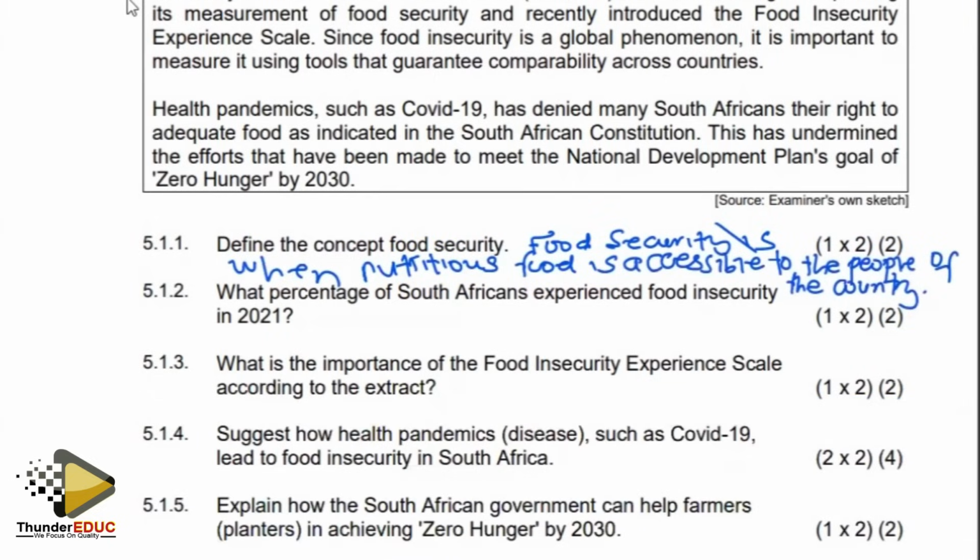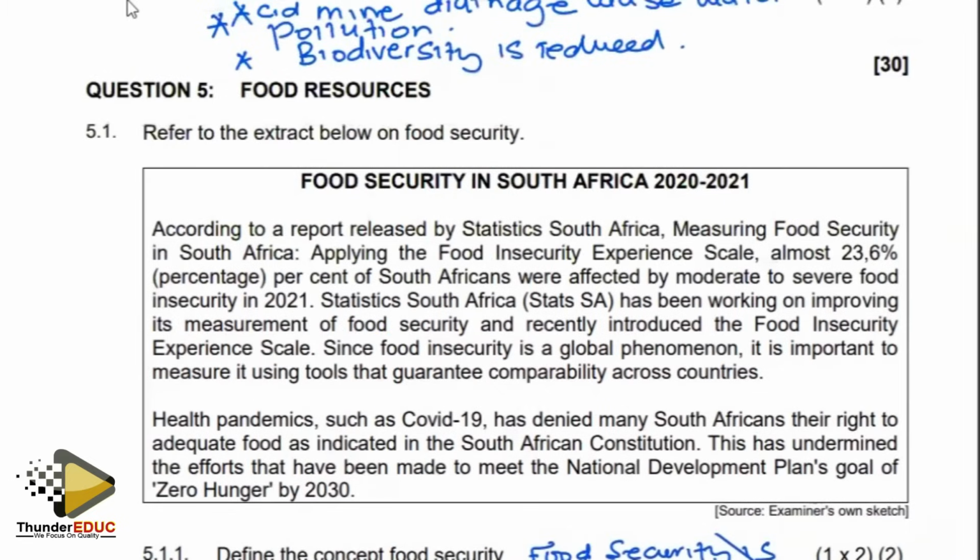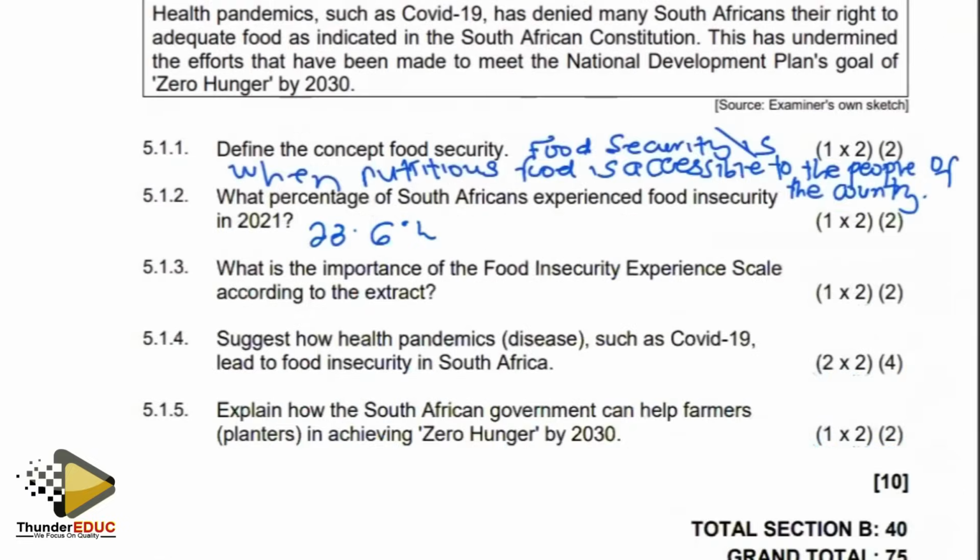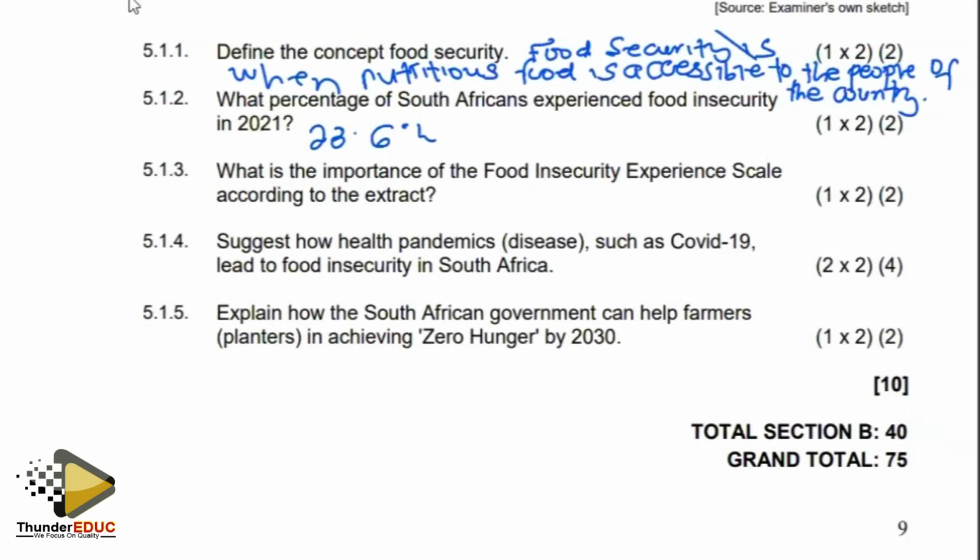What percentage of South Africans experienced food security in 2021? The percentage was 23.6%. Okay, as indicated here. Here is the answer. All right. Let's talk about the next question. What is the importance of food insecurity experience scale according to the extract? The importance is to make a comparison of food security across the country.